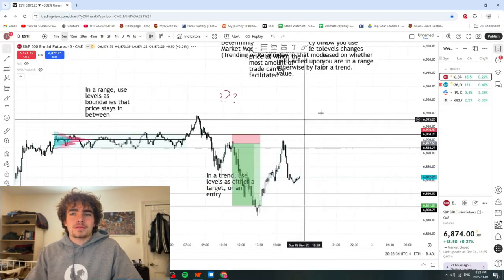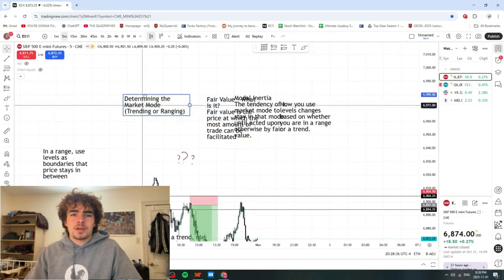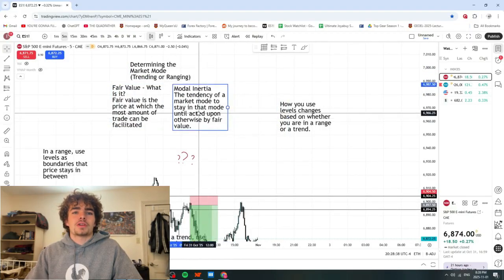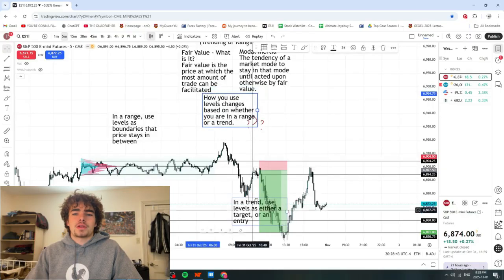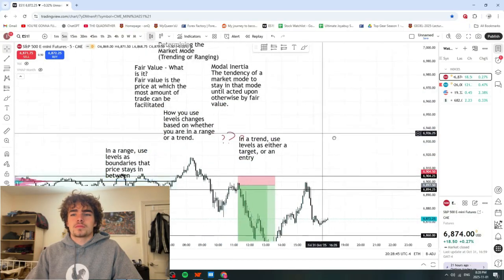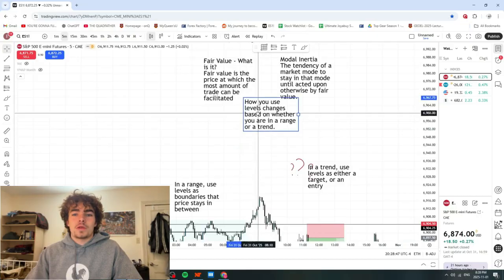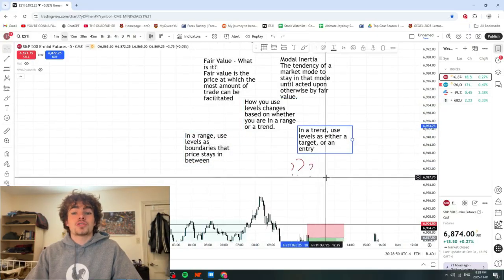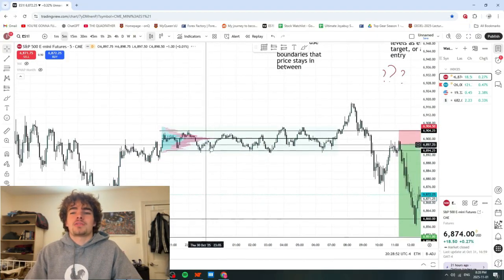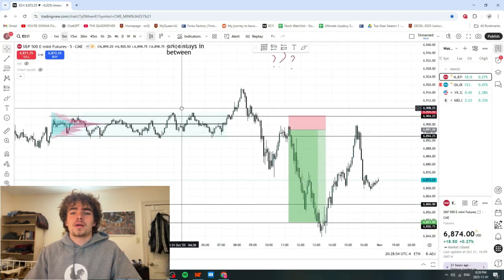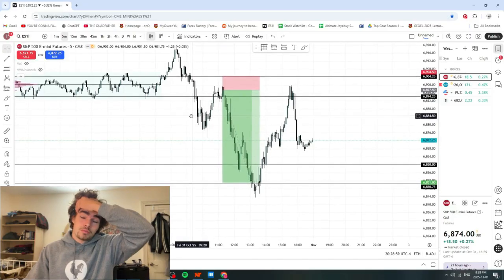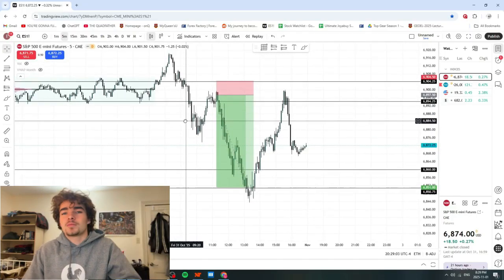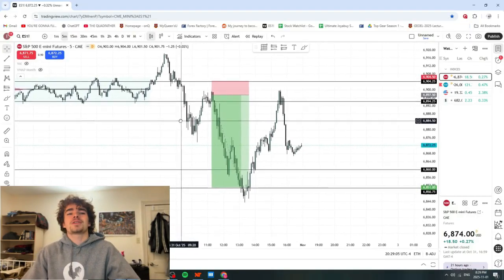But yeah, that's about it for this video. Pretty much, when you're trading, you want to determine whether you're trending or you're ranging. And whether you're trending or ranging decides how you're going to use volume levels, whether you're going to enter at volume levels, or stop out just past them, or use them as targets. You know what I'm saying?